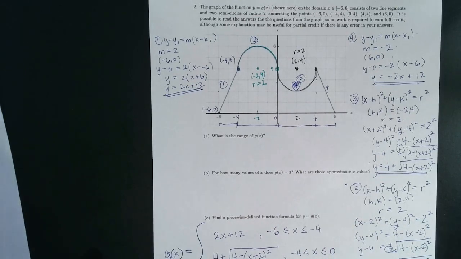And then our last part, that line up here, will have minus 2x plus 12, and that's for x in between 4 and 6. So we'll have 4 less than x less than or equal to 6. So that would be the answer for our piecewise defined function.